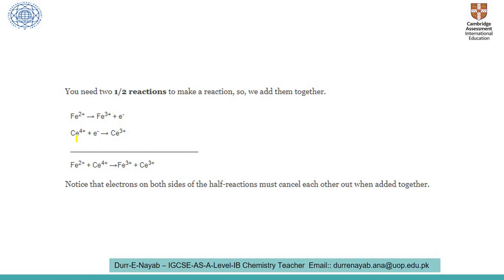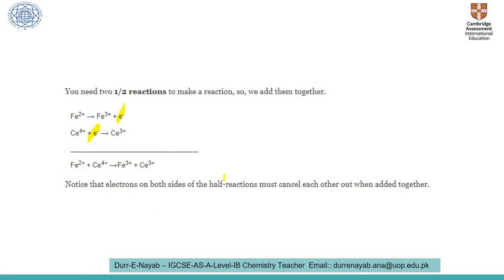So one is acting as an oxidizing agent, another as a reducing agent. In this example, cerium is acting as the oxidizing agent. It is an agent which helps in the oxidation, in the loss of electron by another atom, and itself is reduced. Notice that the electrons on both sides of the half reactions must cancel each other when you add them together. So the electrons over here will cancel because they are present on opposite sides.